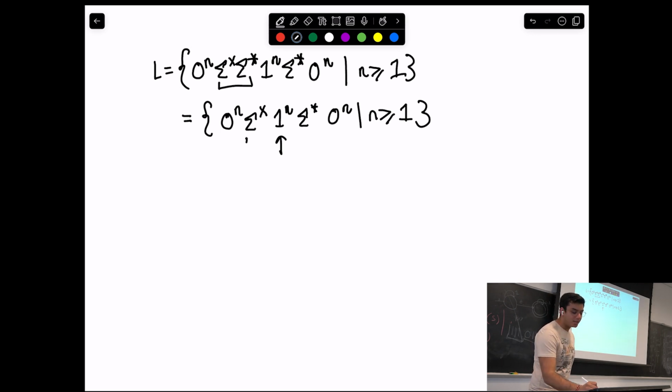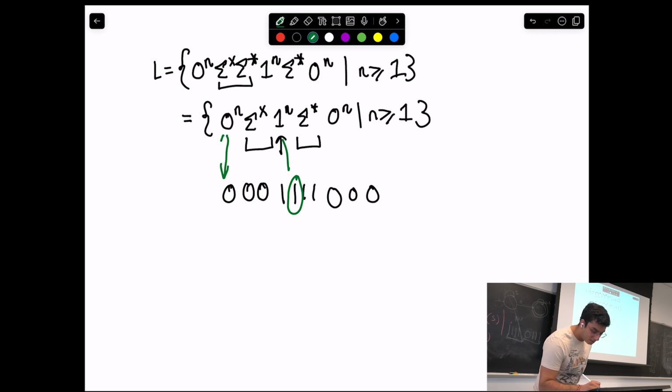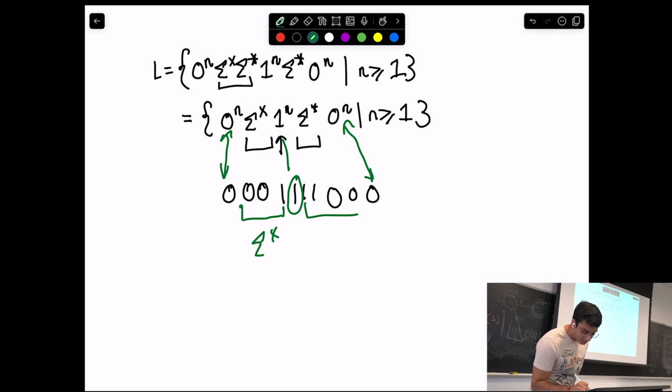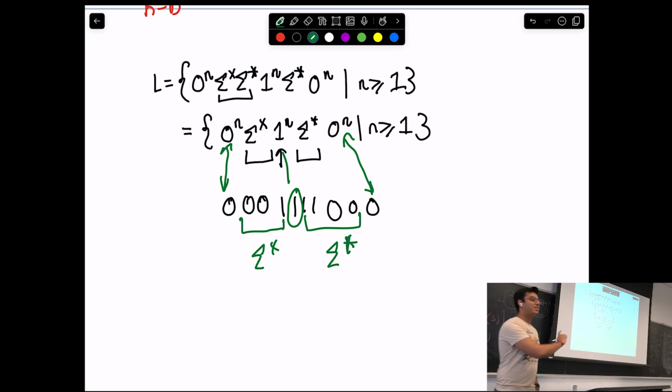And then the rest of the string can be absorbed into here and here. So if I put 0, 0, 0, 1, 1, 1, 1, 0, 0, 0, right? I just need to fix one of these 1s to be 1, fix one of these 0s to be 0, and fix this 0 to be 0. This can come from sigma star, and then this can also come from sigma star, right? So this language is actually regular.